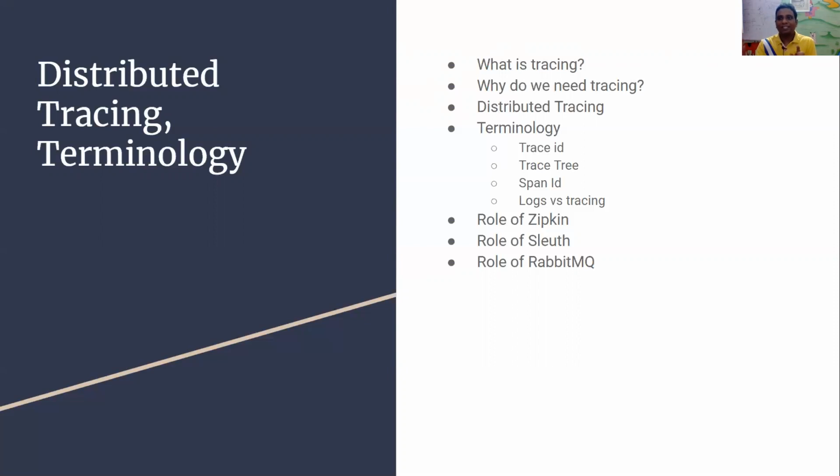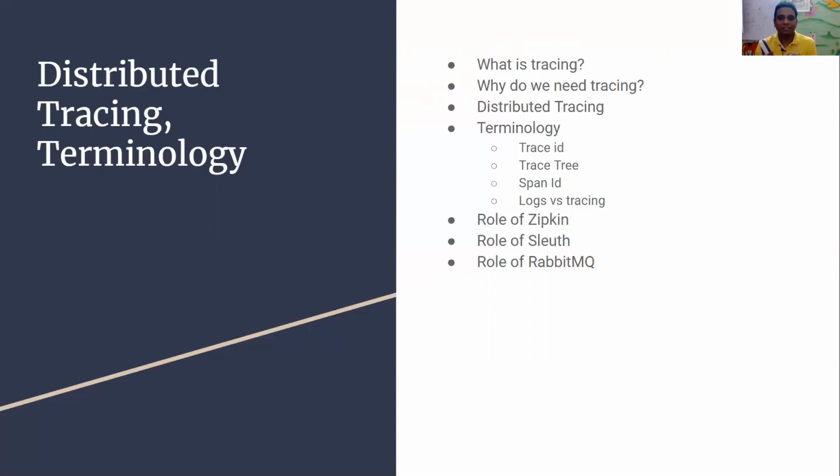We also call it a trace tree, a collection of spans. If you see, it's like a tree, right? The request comes, hits one microservice, then goes to another, then the second microservice can give to 2 other microservices. So it goes in a tree fashion. So we call it a trace tree. Then a lot of people can be confused about whether logs and tracing are the same.